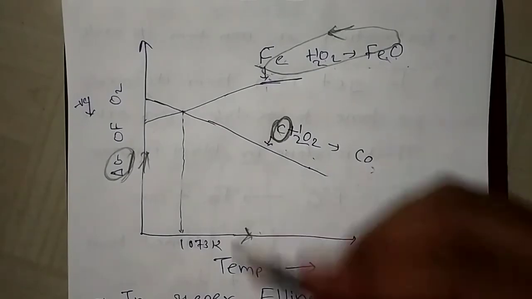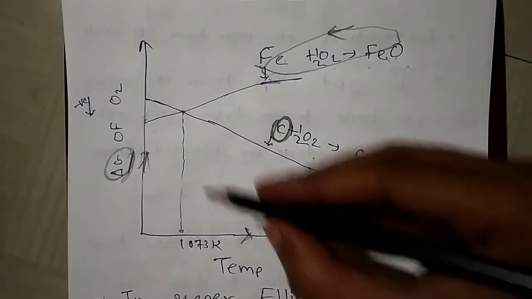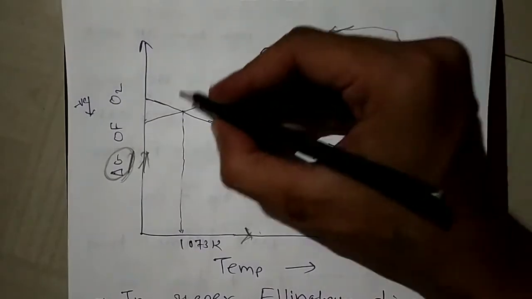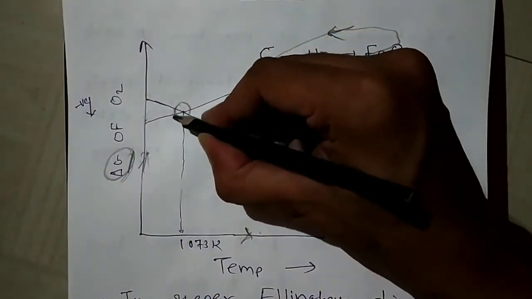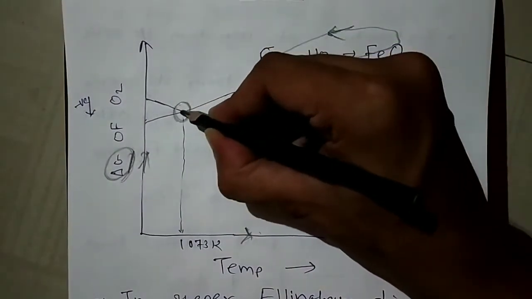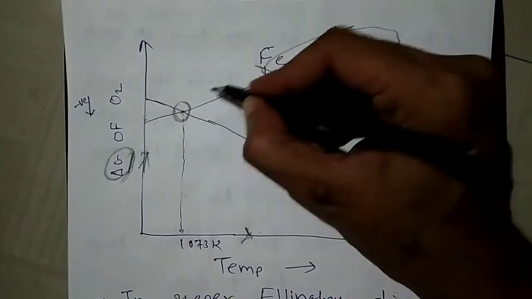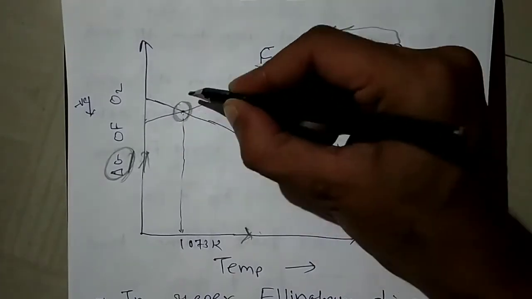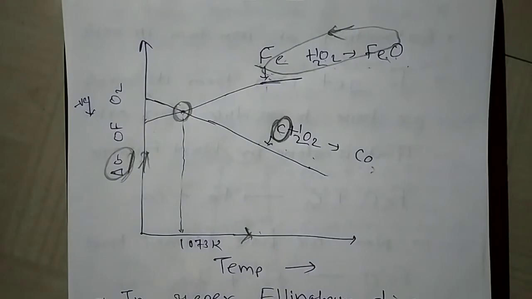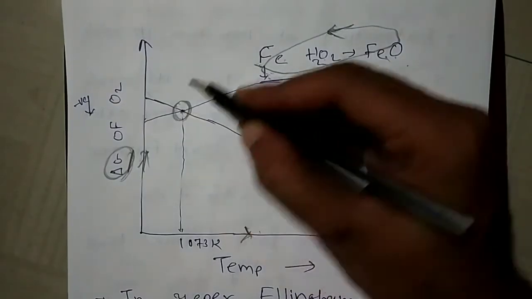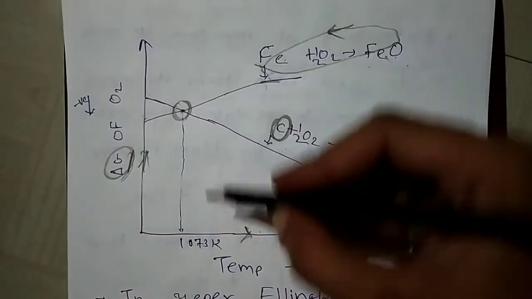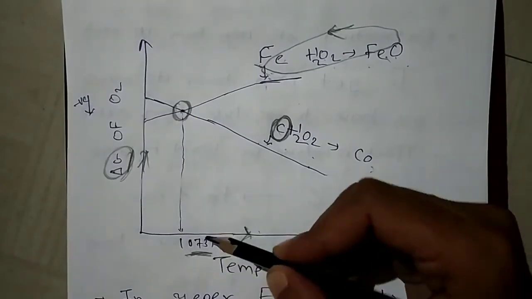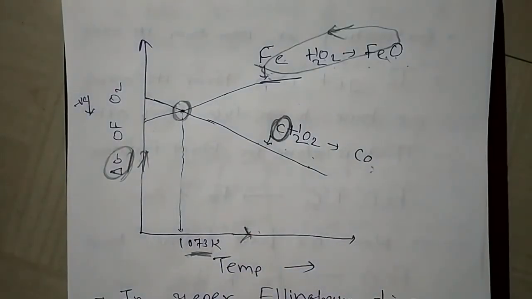But at what temperature is that possible? To get the temperature you have to check this point. You can see both lines are crossing here. This is the crossing point. At the temperature shown here, 1073 Kelvin, around 1000 Kelvin.